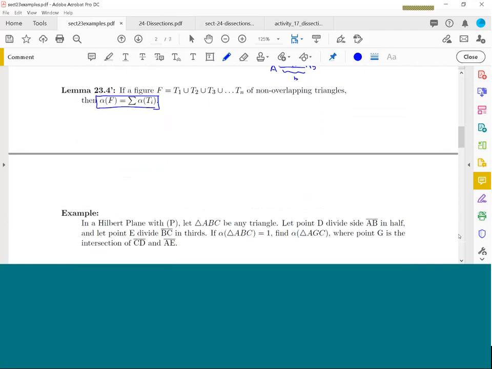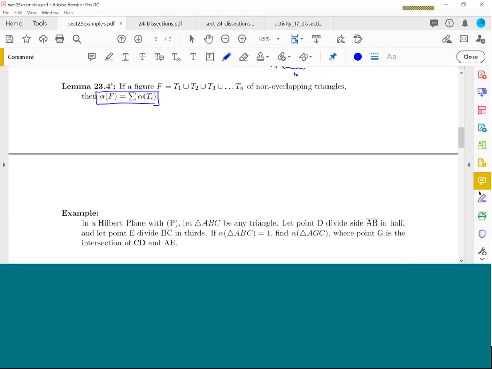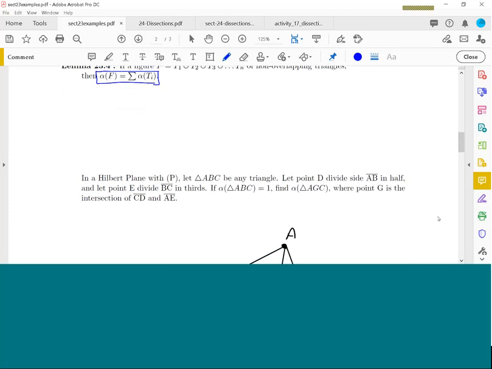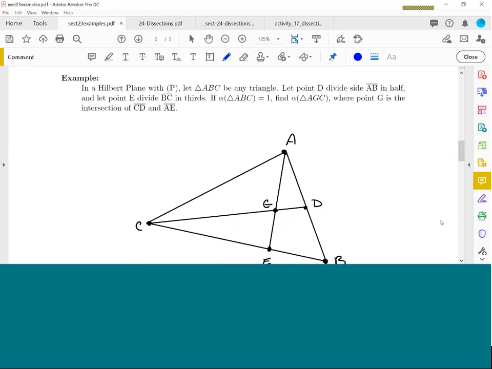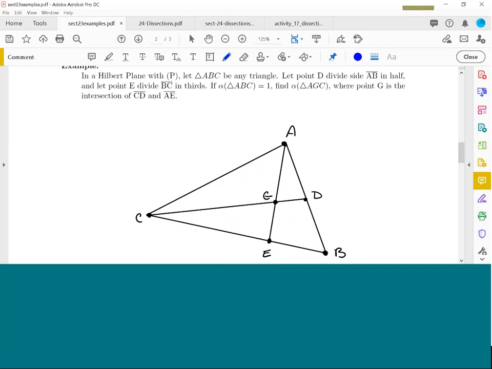So here's the example. We're going to assume we're in a Hilbert plane with Playfair's axiom holding. We're going to look at a triangle. It doesn't have to be any special triangle. We're going to call it ABC because we're lazy. And here's what we're going to do with it. We're going to pick a point D, and it's going to be a point that divides our side AB into half. Ooh, we were able to get the whole picture. Excellent. And we also have some point E that divides BC into thirds.